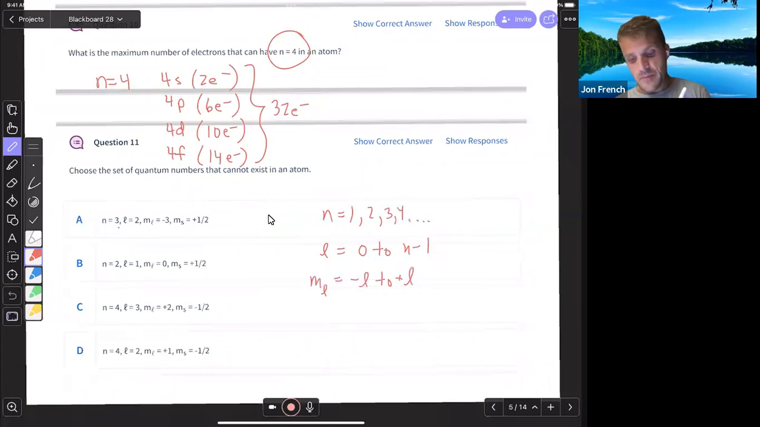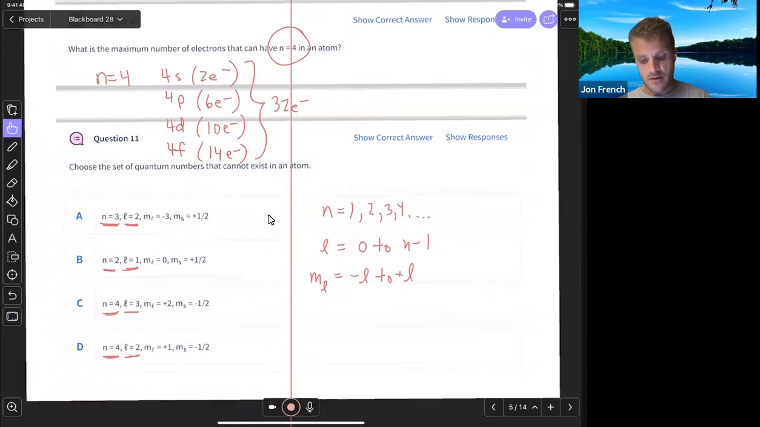So, okay, I've got n equals 3. L cannot be greater than or equal to n. So our first one works out because when n is 3, L can be 2. When n is 2, L can be 1, sure. n is 4, L is 3, that's fine. n is 4, L is 2, that's also fine. I think the other one doesn't show up, but we're okay.